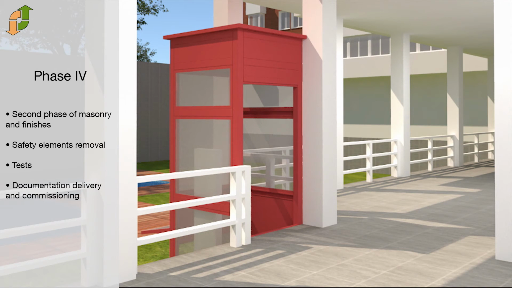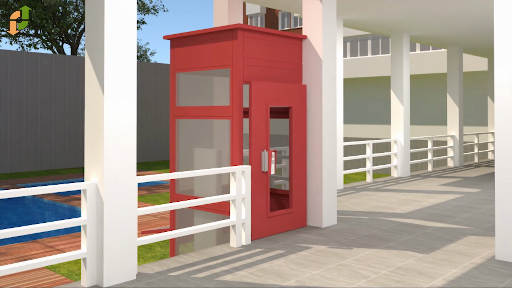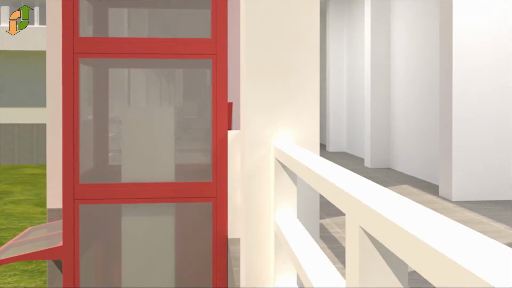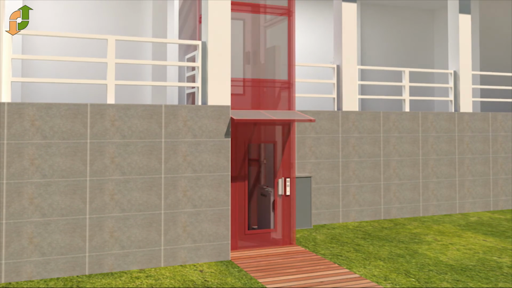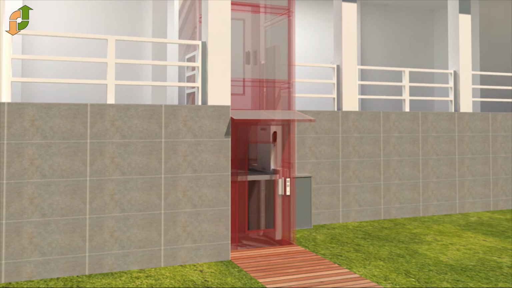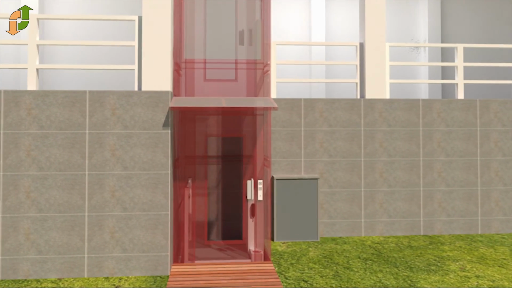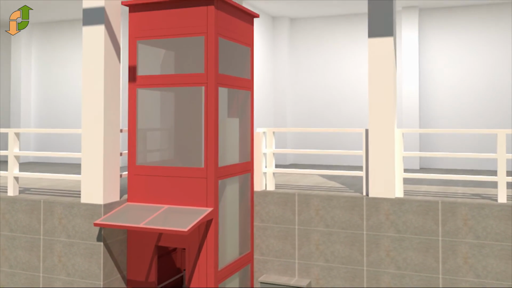Phase 4. To finish the work, the masonry work and finishes are carried out. The safety elements are removed then. Then the tests are done and the installation is cleaned to be commissioned and to be delivered to the client. In this delivery of the installation, the client is given all documents related to the installation.